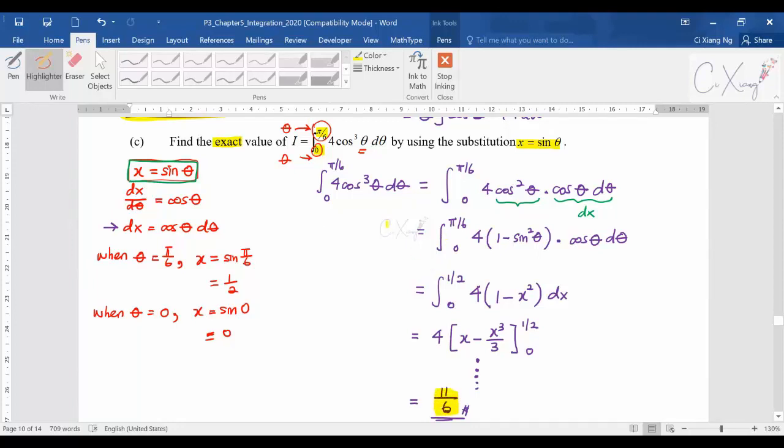Alright, so the main idea for this kind of question is, when you're having a definite integral and you want to use the substitution method, you must always remember to substitute the limit as well, to change the limit as well. And again, this is a common mistake that students make most of the time.